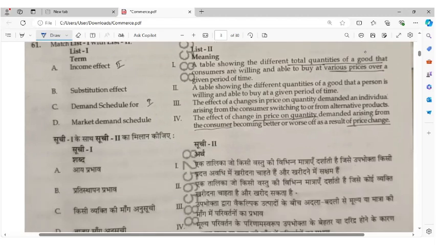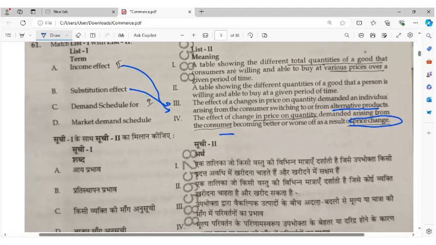Okay, now the next question, again a matching. I think this matching is very simple. So the income effect, you know, is the effect of the change in price on the quantity demanded that arises from the customer becoming better or worse off as a result of price changes. Okay, so the income effect is related to option number 4. Okay, substitute effect, you know that this is an alternate product. The simple thing is you have to pick the words. Okay, you don't need to read everything, just pick the words. Okay, so substitute effect is related to option number 3.